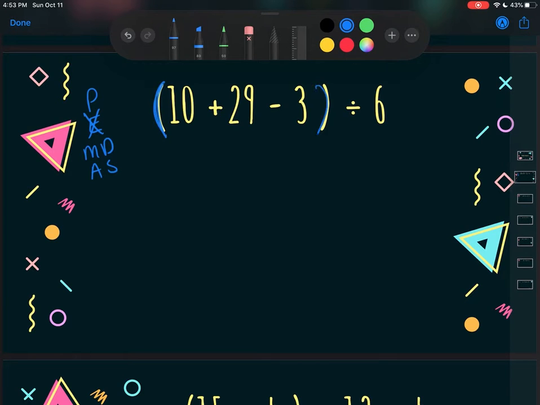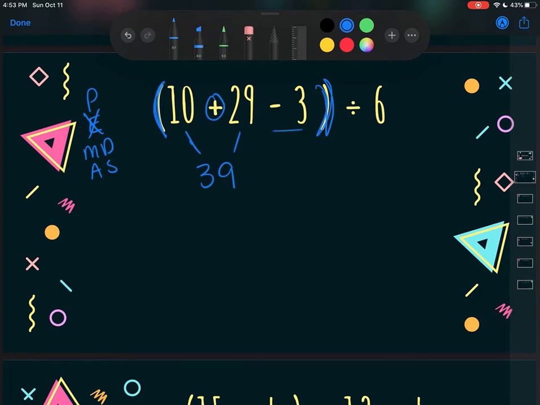So my first thing I'm going to do is parentheses. I've got parentheses right here, right? Inside those parentheses, I've got 2 operations, though. I've got addition and subtraction. So I need to solve those according to PEMDAS. According to PEMDAS, I'm solving addition and subtraction from left to right. So I'm going to do my addition first. I'm going to do 10 plus 29 first.